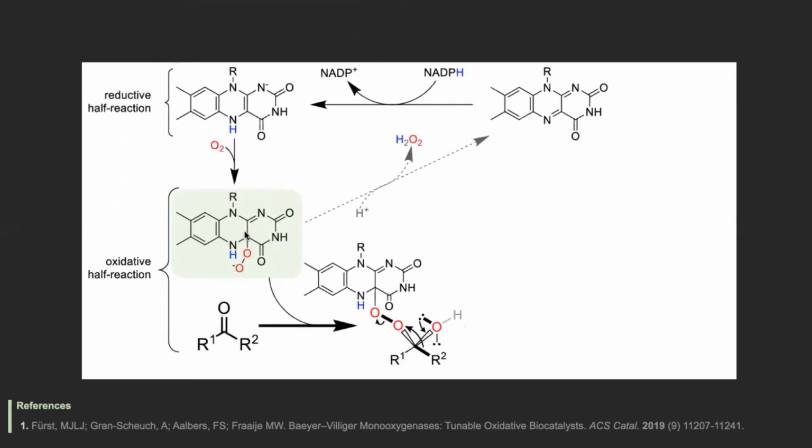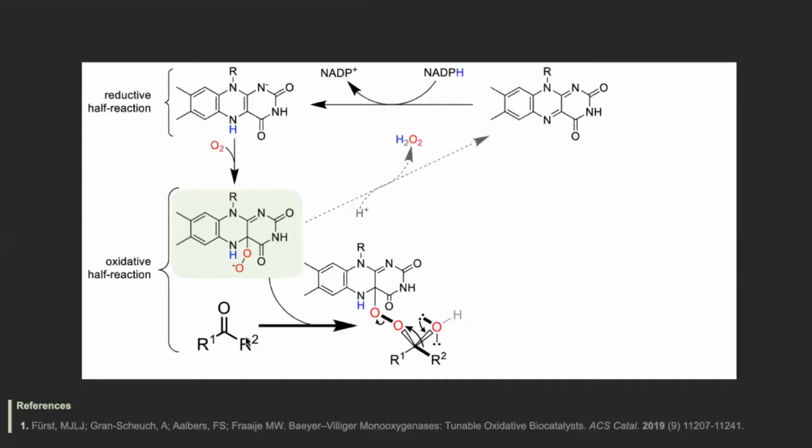So at this point, the important thing to underline is that this reactive species, if it were in solution, is quite unstable, but the Baeyer-Villiger monooxygenase can manage to stabilize it for a few minutes. And after that, it can go to the formation of hydrogen peroxide when a substrate is not present, and this is called the uncoupling reaction.